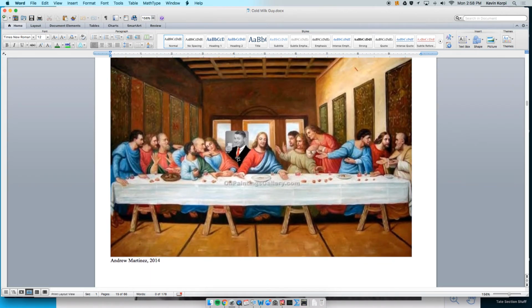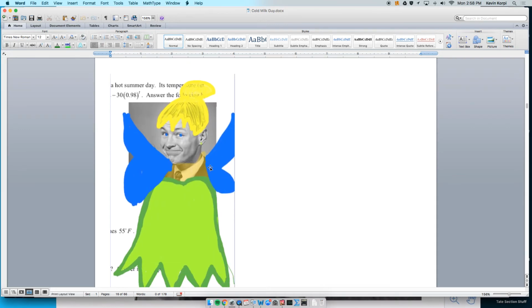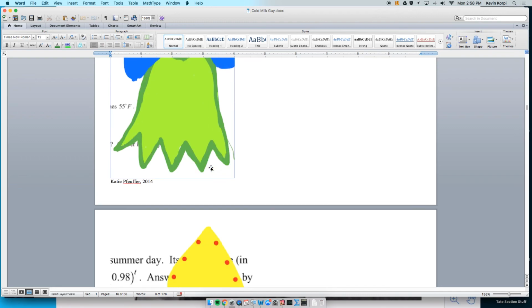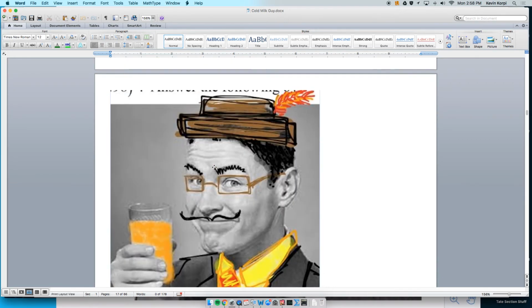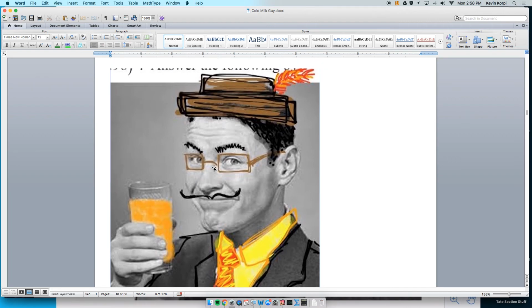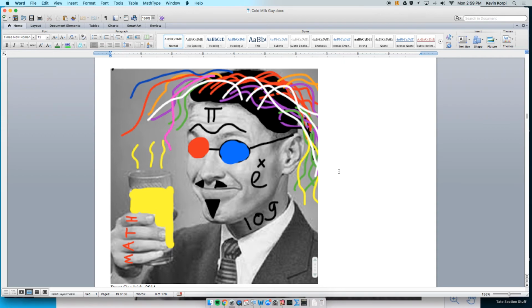Where did this guy come from? I don't know. I thought you invited him. All right, and then he had this here. This is Tinker Bell, Katie Pfeiffer. And then he had Haley Smith going Pope-y there, or bishop-y. Then he had Nakia Cole going with the European influence. And then he had Brent Goodrich, who, that was crazy.